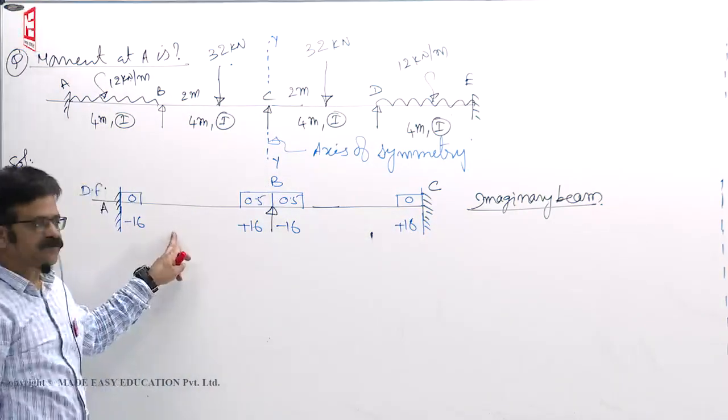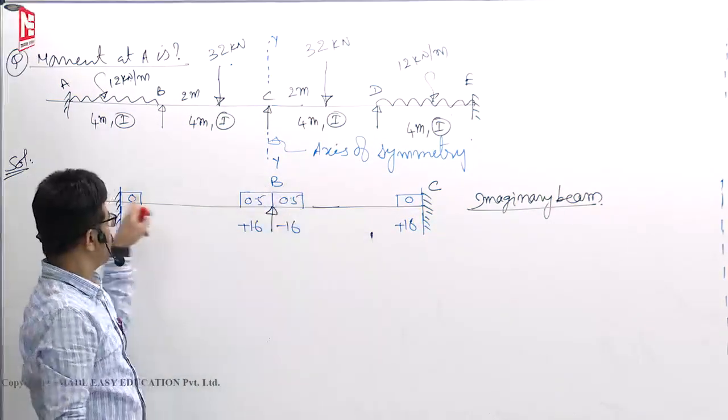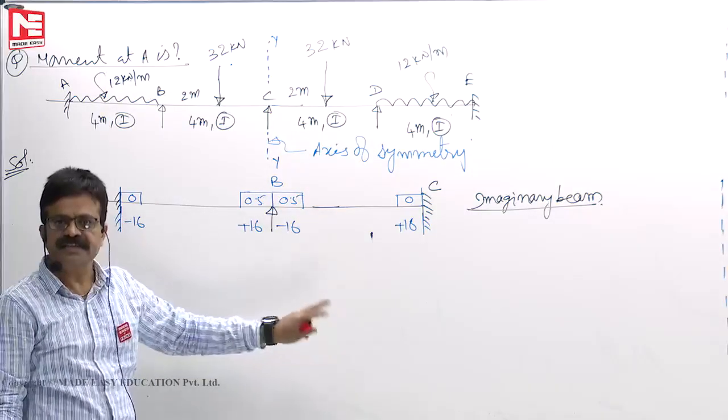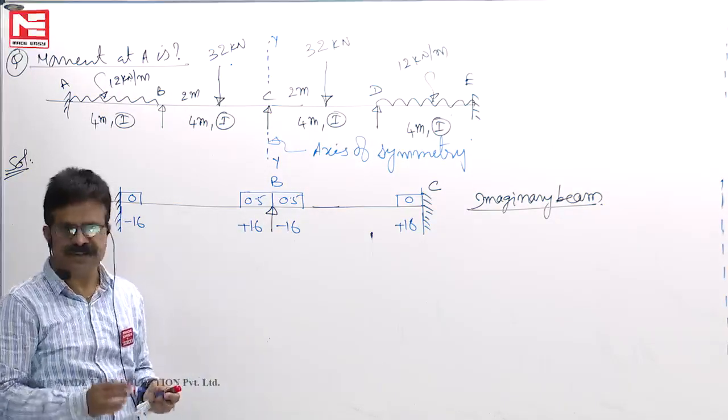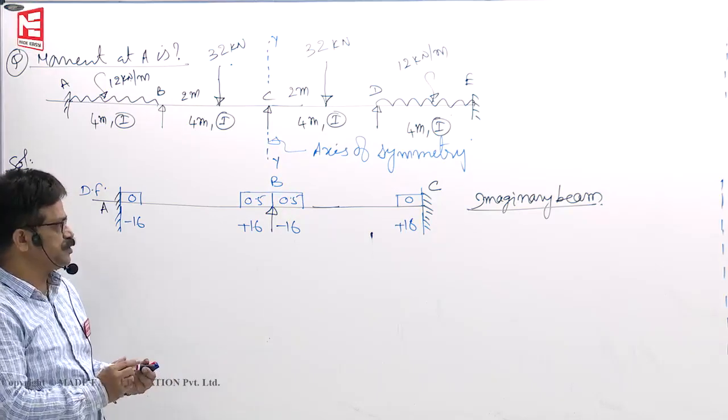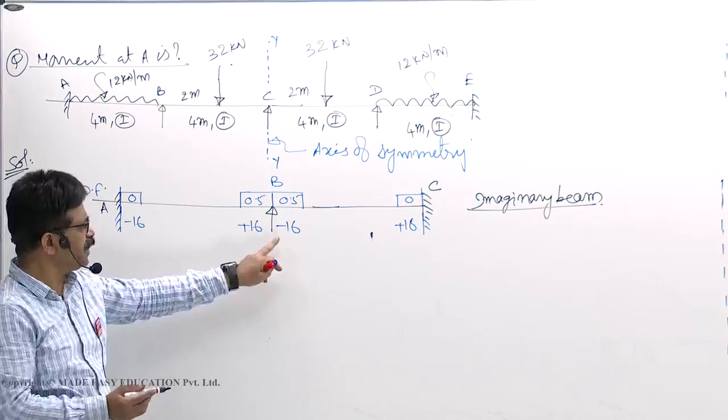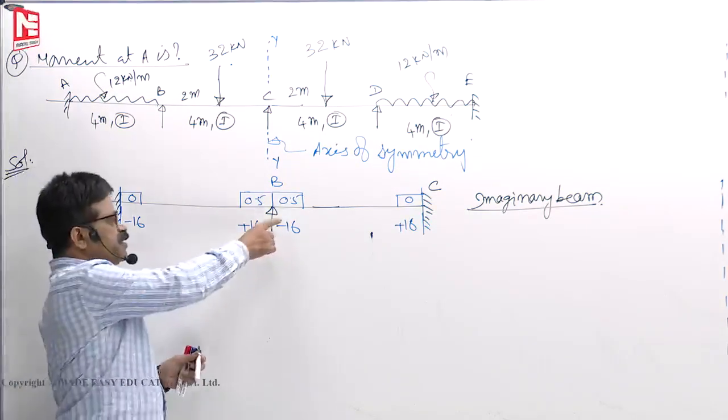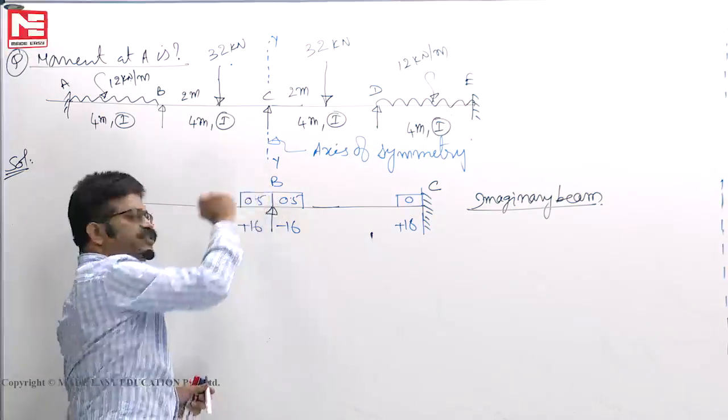This is the first step, fixed end moments. Second step is distribution factors. Third step is EMD, end moment distribution. In that end moment distribution, now what is the moment necessary to lock joint B?